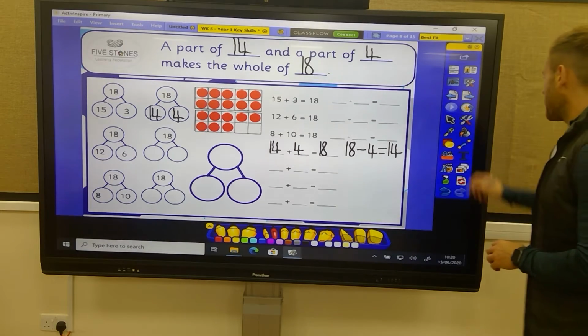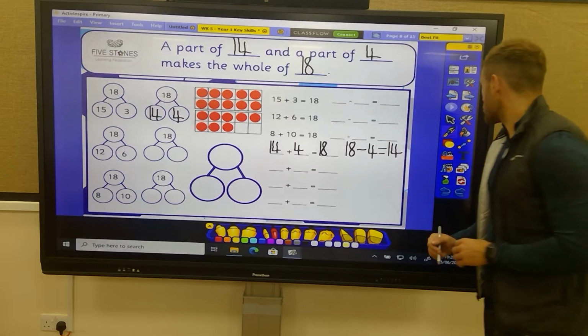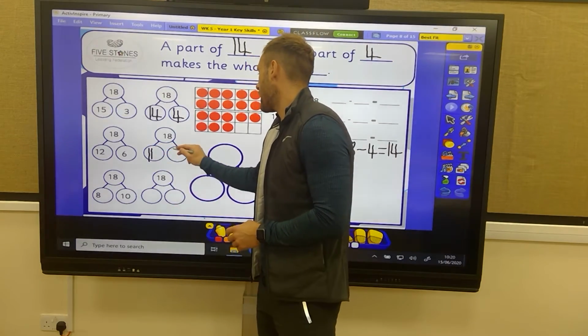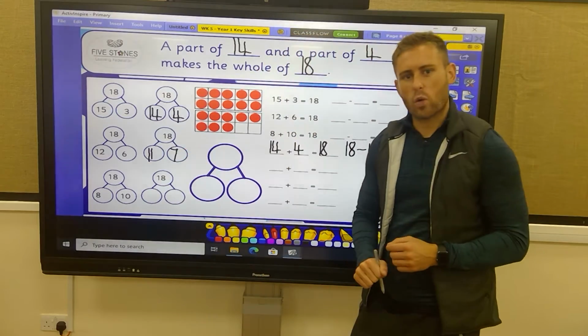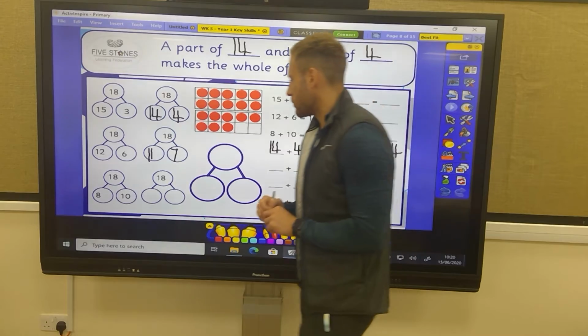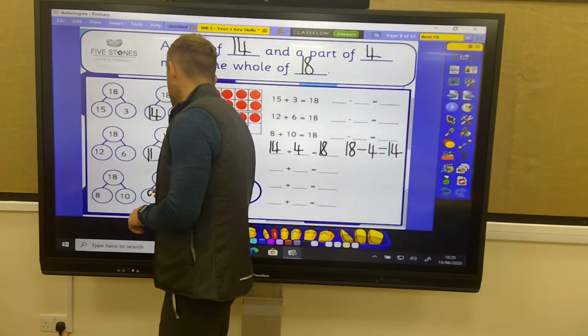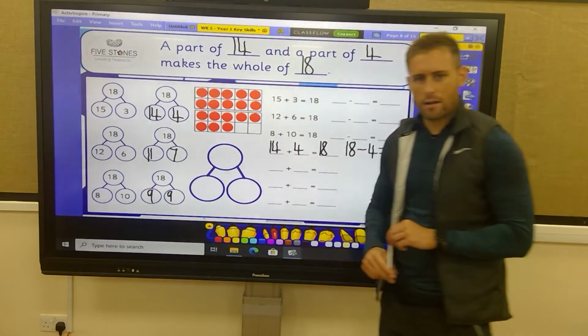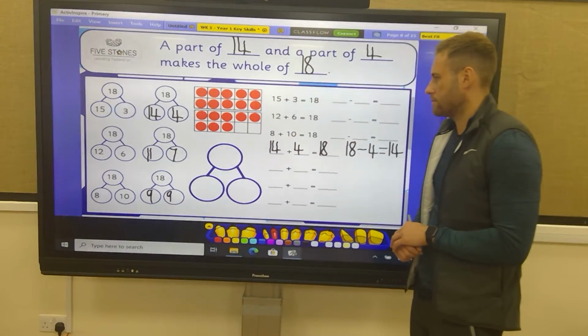Pause the video if you'd like more time. So some of you might have recognised that a part of 11 and a part of 7 makes the whole of 18. And some of you might be super good with your double facts and have recognised that 9 and 9 will also make that whole of 18.